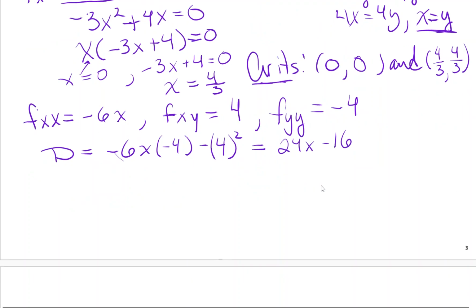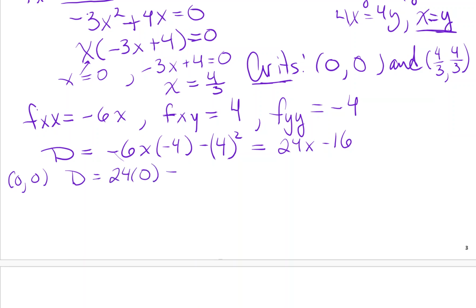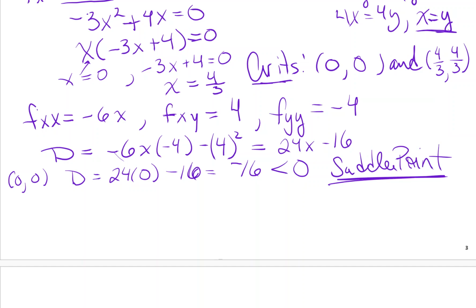I'm going to have to scroll this up a little, so give me a second. There we go. So I'm going to check the point (0, 0) for this first one. So for that, D is going to be 24 times 0, because that's the value of x, minus 16, which comes out negative 16, which is negative. Now hopefully you remember that when D comes out to be negative, that means we have a saddle point. So that is not a critical value, unfortunately. So (0, 0) is not a crit.